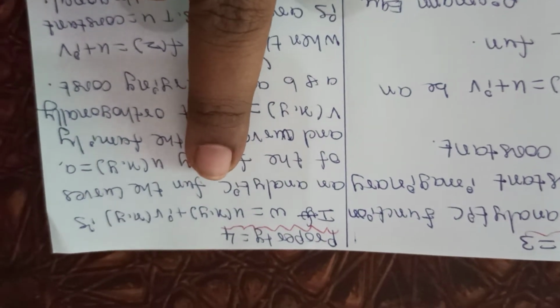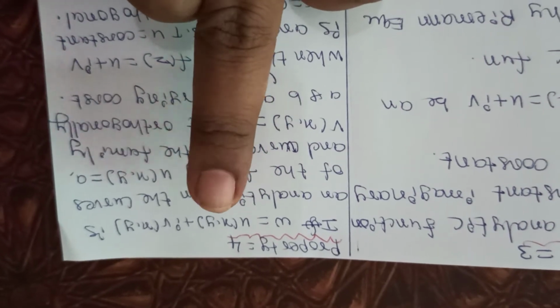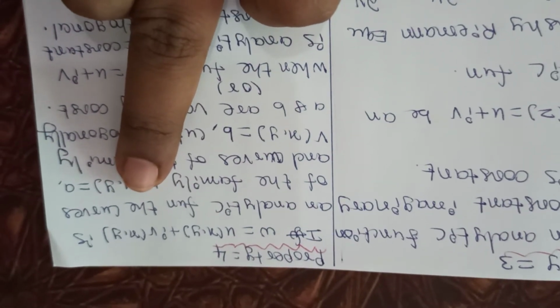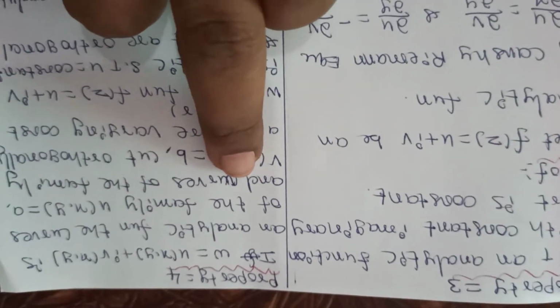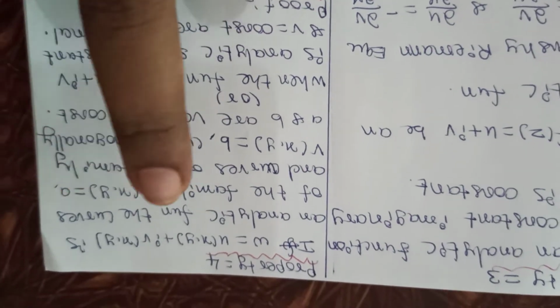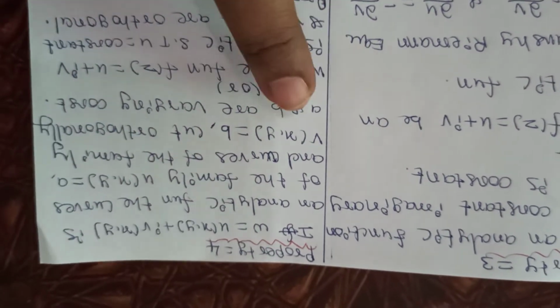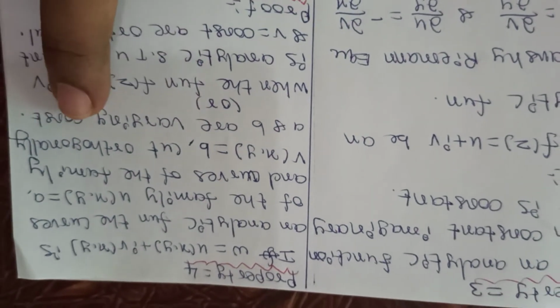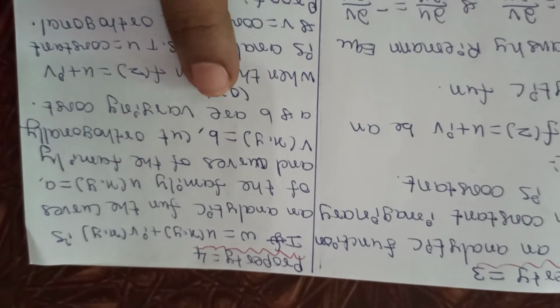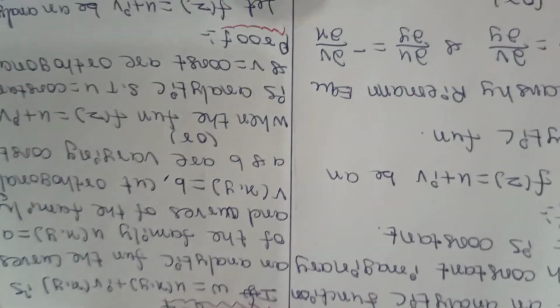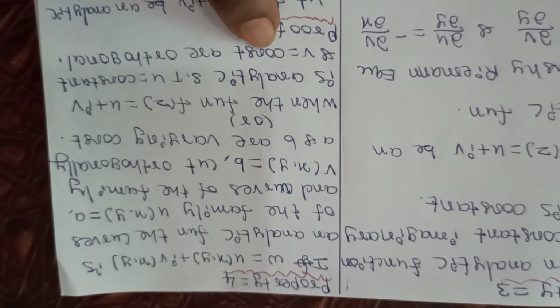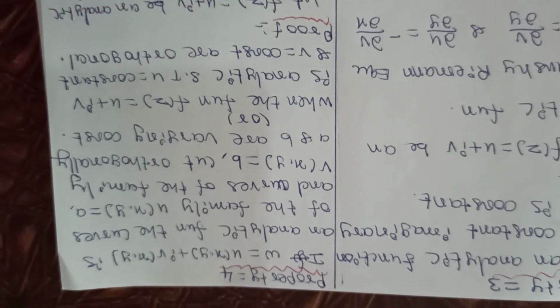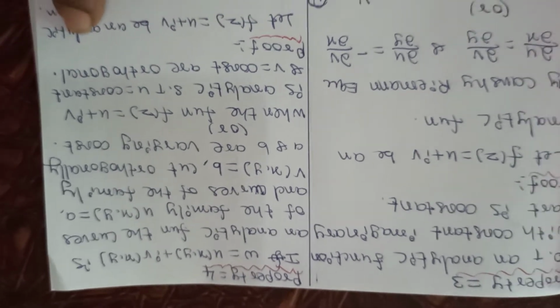And next we see property number 4. If w = u(x,y) + iv(x,y) is an analytic function, the curves of the family u(x,y) = a and the curves of the family v(x,y) = b cut orthogonally. Here a and b are varying constants. Or, when the function f(z) = u + iv is analytic, show that u = constant and v = constant are orthogonal. You have to prove the orthogonality.